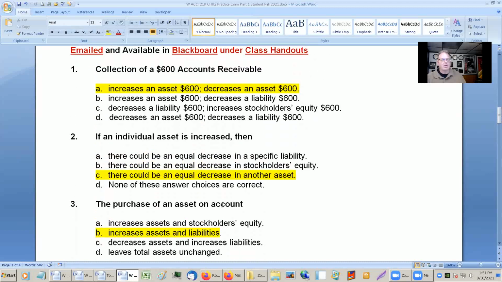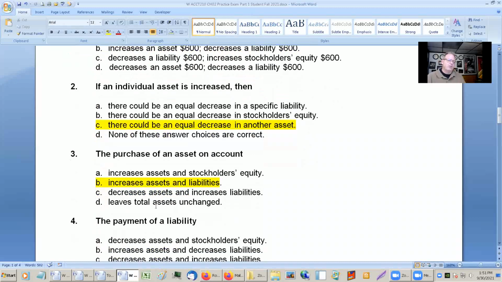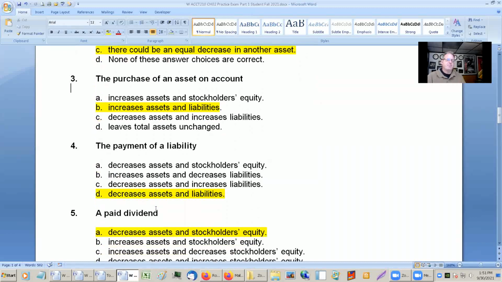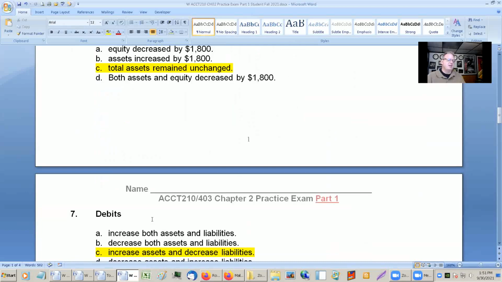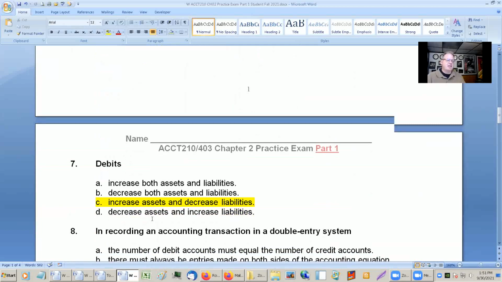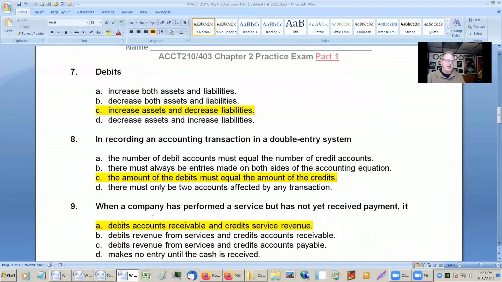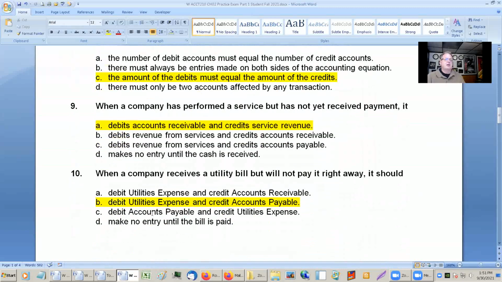Thank you so much. I can read them off, if you're gonna write them down. 1 is A. 2 is C. 3 is B. 4 is D. 5 is A. 6 is C. 7 is C. 8 is C. 9 is A. And 10 is B.